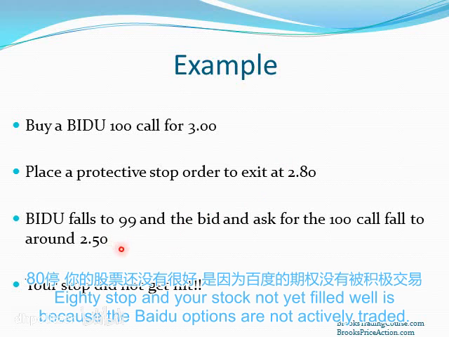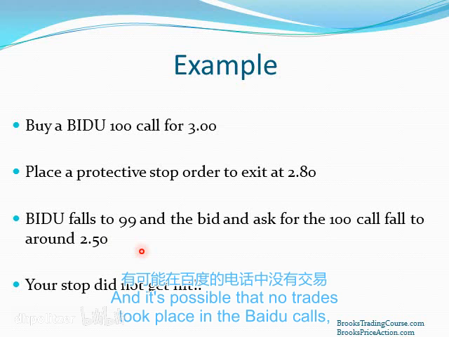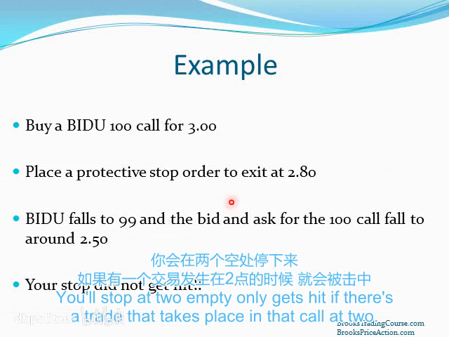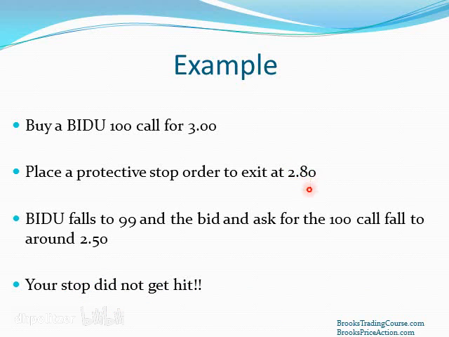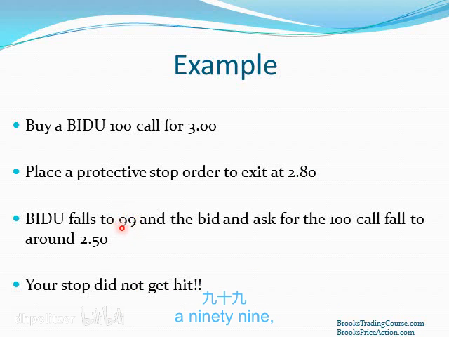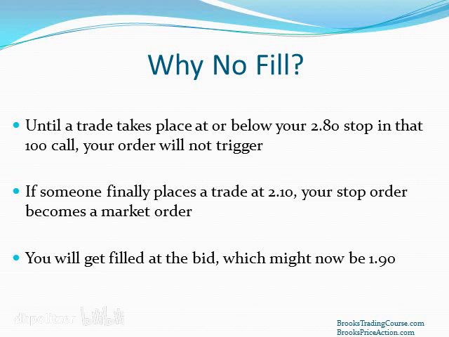Well, it's because the Baidu options are not actively traded, and it's possible that no trades took place in the Baidu calls, even though Baidu fell $1 and the value of the call fell to 250. Your stop at 280 only gets hit if there's a trade that takes place in that call at 280 or below. So right now you're looking and you're saying, Baidu's at 99, my call is at 250, and I'm still long and the market's falling. What am I going to do?